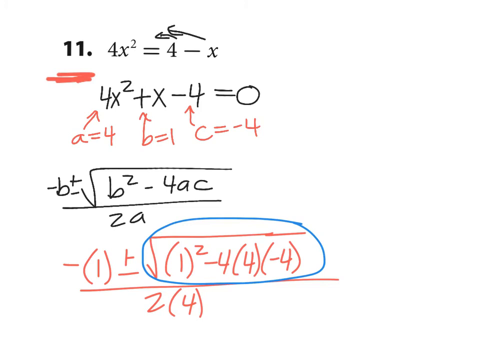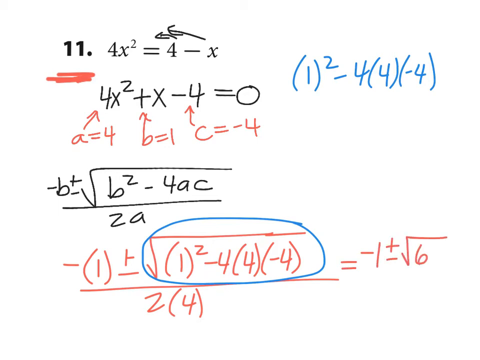what you can do is on your calculator, just type all that's under the square root in your calculator. So you could do this on your calculator: 1 squared minus 4 times -4. Type it in exactly like that in your calculator to get your value. But when you do that, you're going to get 65. Okay, so you've got -1 plus or minus square root of 65 all over 8.